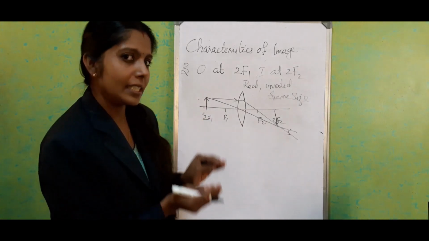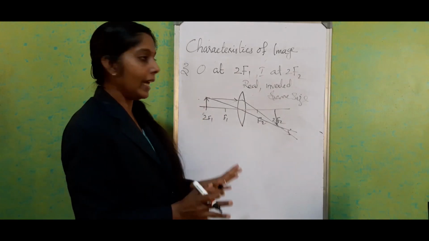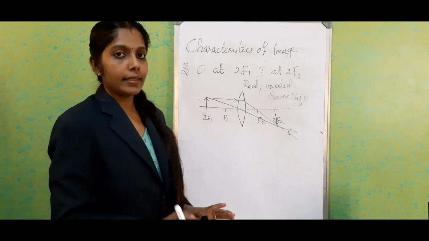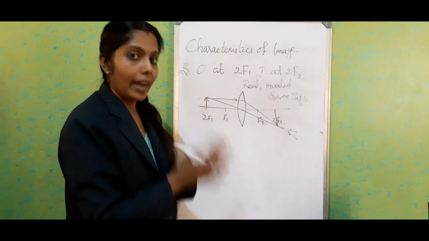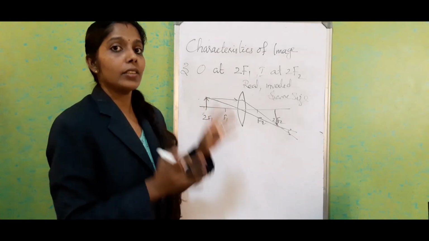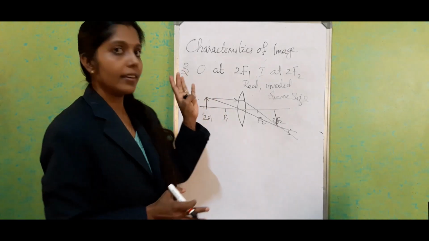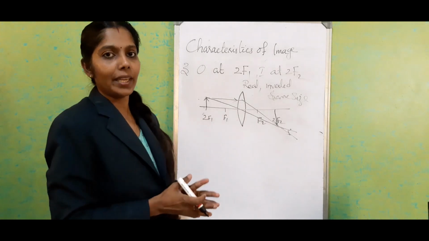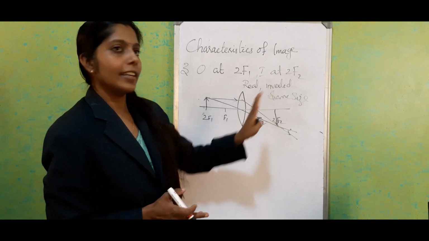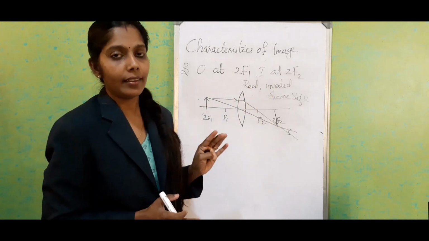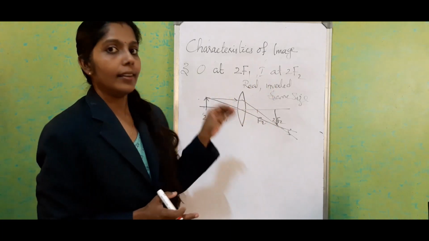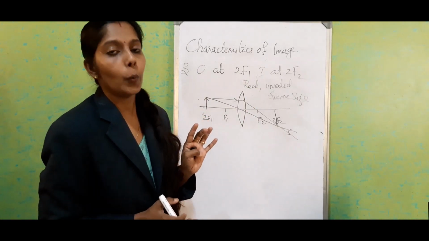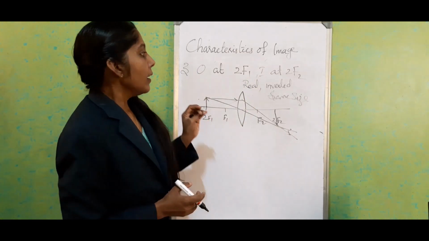According to my figure, slight variations are there. Just avoid that. If you take the correct measurement with the scale and pencil, you'll get the right size image, or same size image, at the right position. I'm using it as a rough hand figure, so slight variations are there. But this is the condition for how we get the image formation: real, inverted, and the position of the image is at 2f2 with same size.